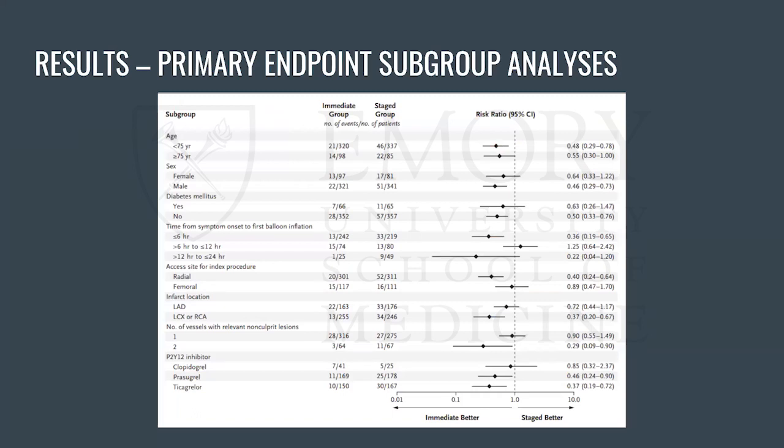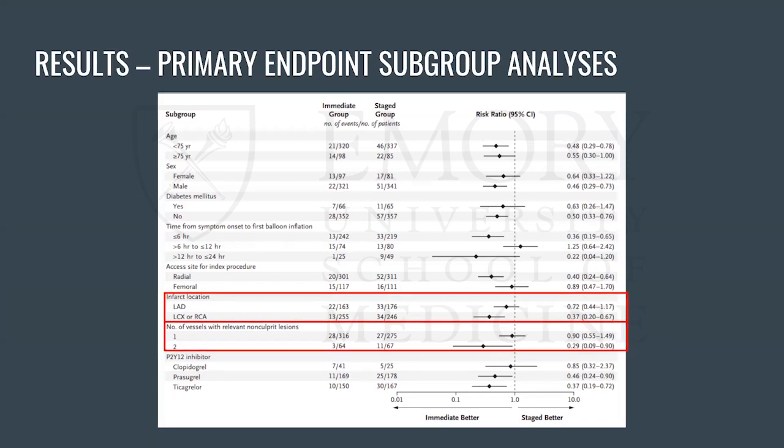Another busy slide that essentially goes into some subgroup analyses of the primary endpoint, with the variables on the left, the incidence of the immediate group and staged groups in the middle, and a forest plot on the right-hand side with regards to whether they favor the immediate group or the staged group. And none of the variables favored the staged group, but there were a couple of variables here that I think were important to note.